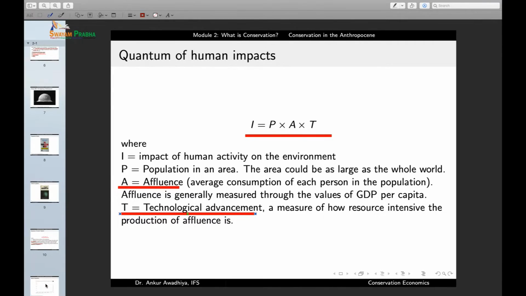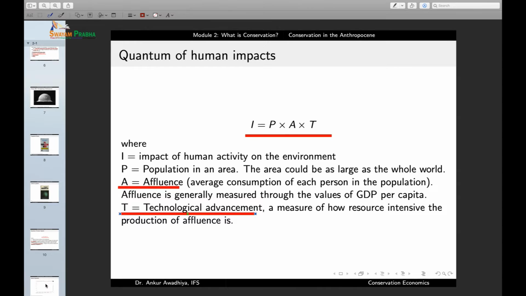But in most of the cases, what we have seen so far is that with more and more technology, we are also increasing the impacts because of the need for more and more materials and because of an enhanced efficiency of the processing of these resources. So I is equal to P into A into T.